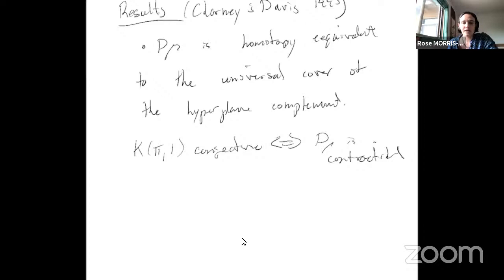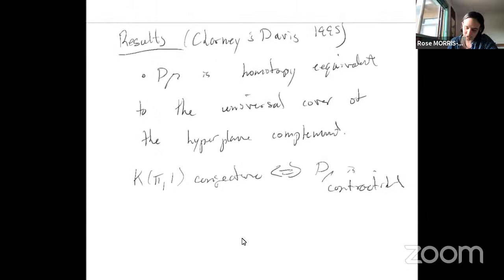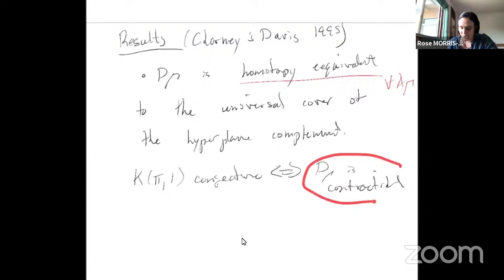There has been some work. The homotopy equivalence part works for all Artin groups, so this equivalence is now true for all Artin groups. But the question now is, when is this space a contractible space? And CAT(0) spaces are contractible, so that comes out immediately. So the question is, are there other ways to prove it?